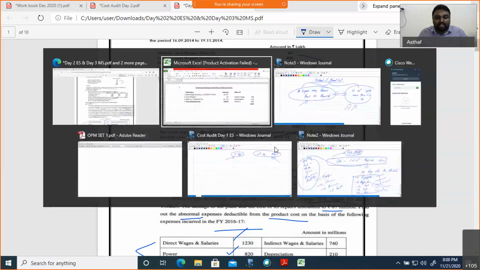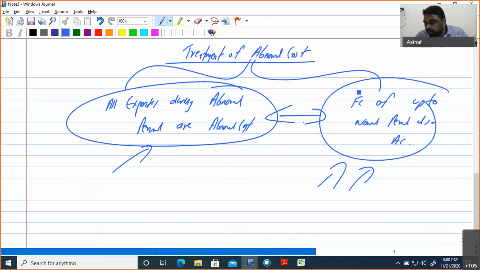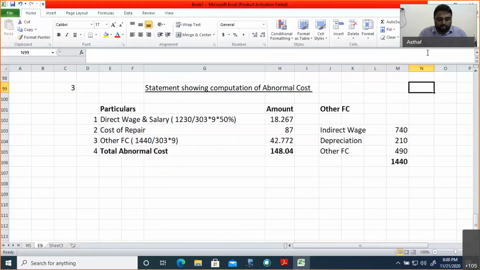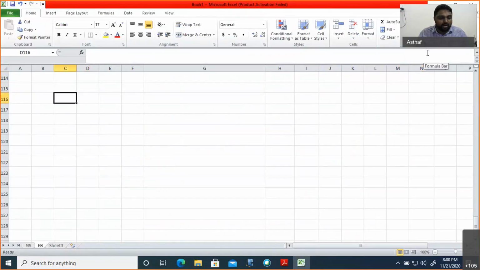From the theory session, we have discussed that abnormal cost will come only from the fixed cost portion. So here the question gives total cost, and we have to split the total cost into variable and fixed cost. How to split the total cost into variable and fixed cost? We have already learned that at the intermediate level and in our SCM level. The same method we will apply. We can start.